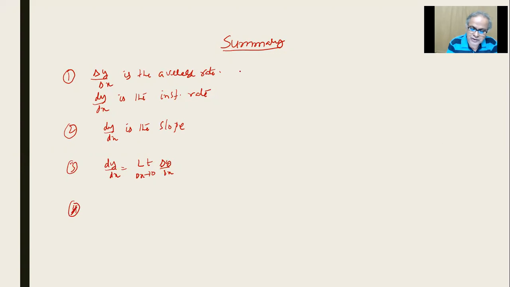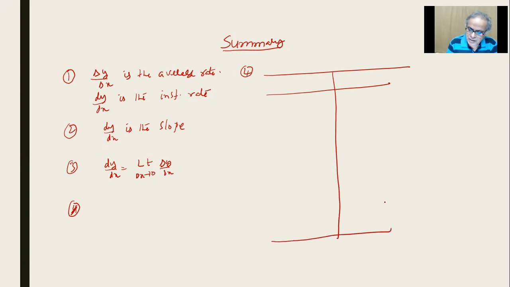Now the fourth one is the table. Can you tell me the table now without looking back? Function here, derivative here. Without looking back, you should be able to tell.